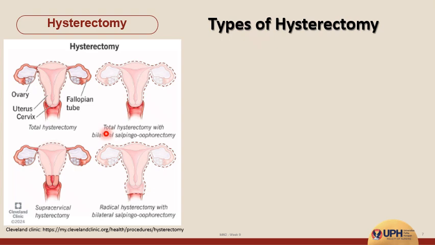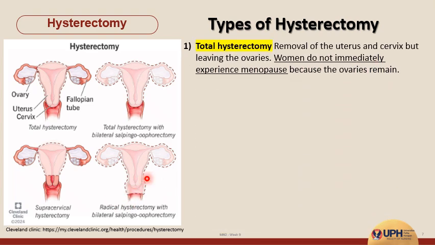So this is what we call total hysterectomy with bilateral, so both of it. And sometimes we also have what we call radical hysterectomy with bilateral salpingo-oophorectomy. So we just remove every single thing and we just leave the vagina. Now, let's begin.